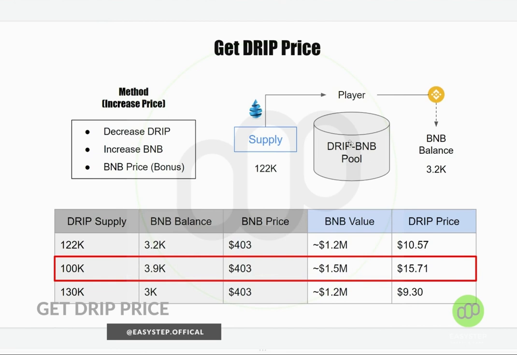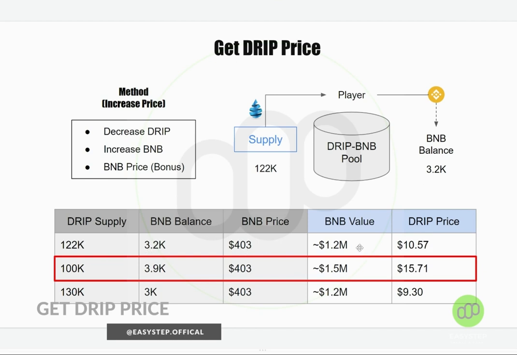Now, in this illustration, there's a person buying DRIP from the DEX. Now, when a person buys DRIP, we're going to see DRIP come out of supply and BNB go into the BNB balance. And what's happening here is that the supply of DRIP is going down and the BNB balance is going up. And whenever that happens, that causes the price of DRIP to increase as well. Now, let's look at this example below to see how we get the price of DRIP and how the different balances of supply and BNB would actually influence the price of DRIP.